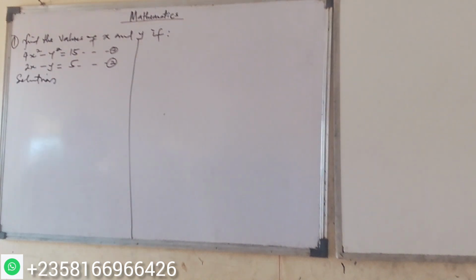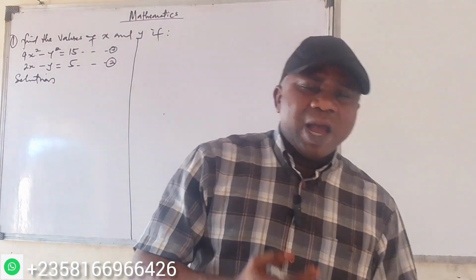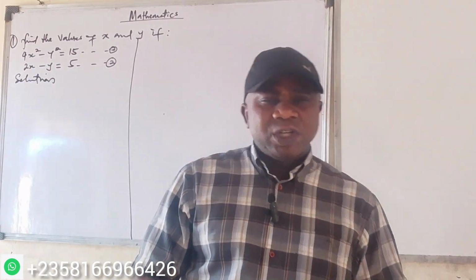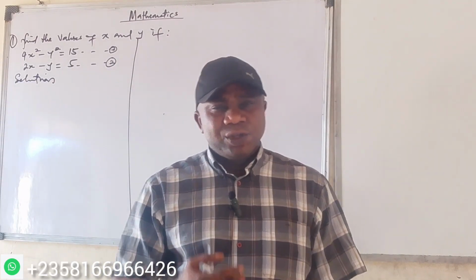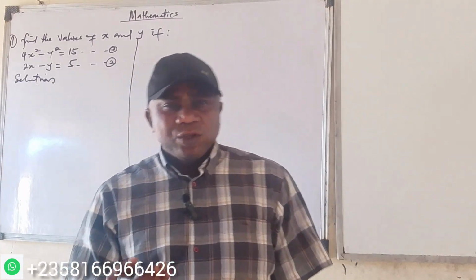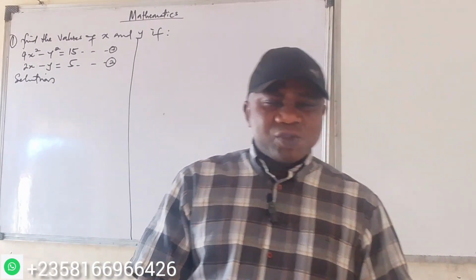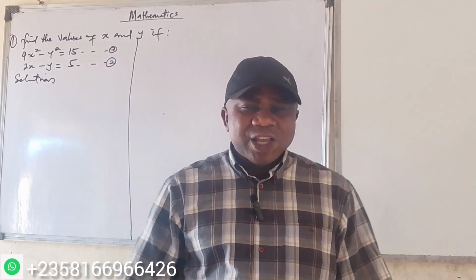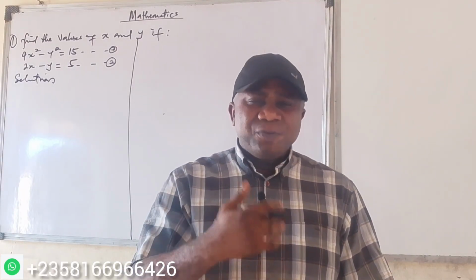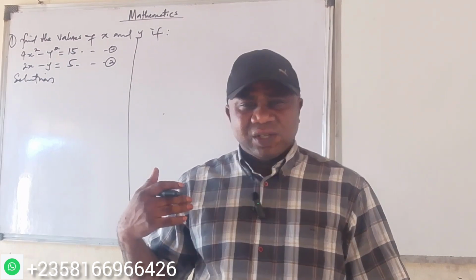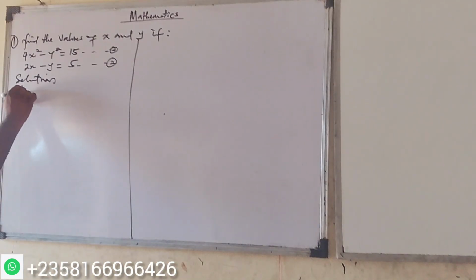In solving simultaneous equations involving one linear and one quadratic equation, the first thing to do is to go straight to the linear equation. You pick the linear equation and make one of the variables the subject. After that, you substitute into the other equation. But today, we are going to be looking at an alternative way of solving this. Now, from equation 1.